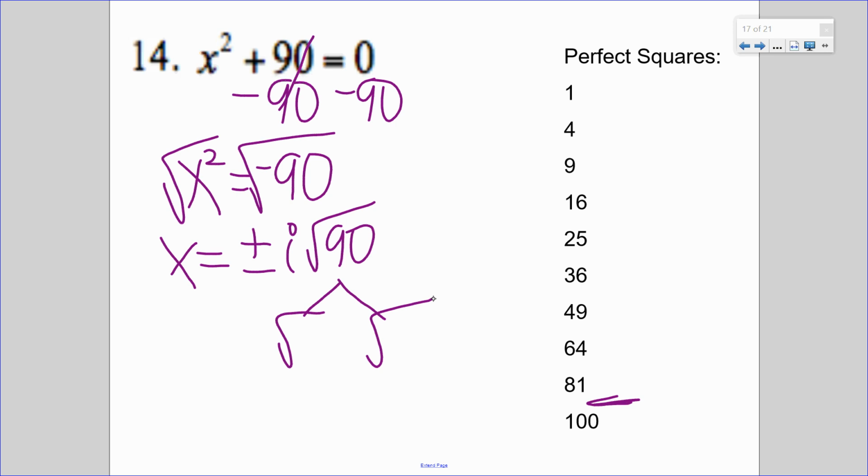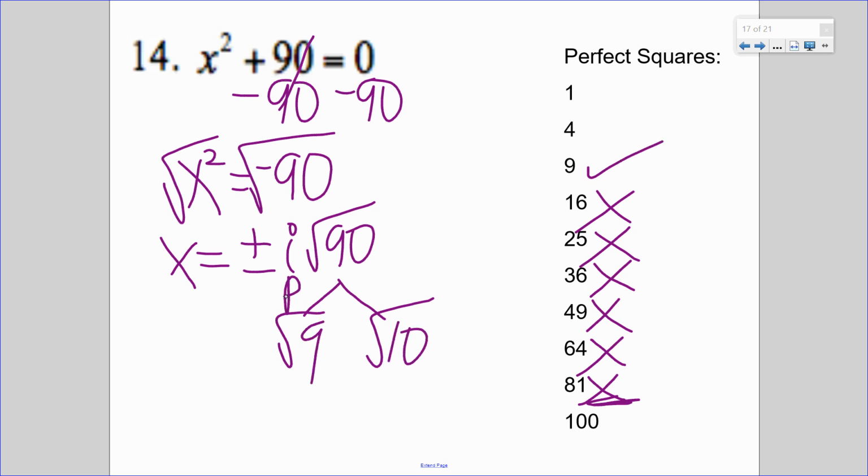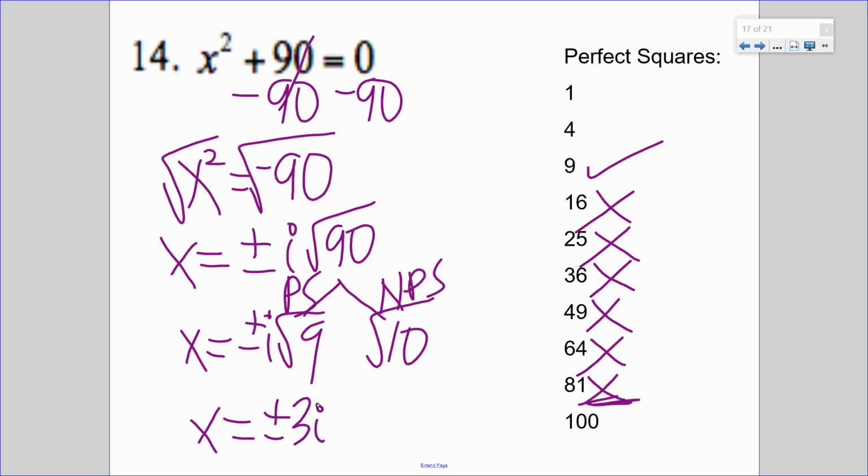So I need to find the largest perfect square that goes into it. Can I divide 90 by 81? No. 90 by 64? No. 90 by 49? No. 90 by 36? No. 90 by 25? No. 90 by 16? No. 90 by 9? Yes. 9 and 10. The perfect square always needs to go first when you're reducing a radical. Now we take the square root of our perfect square. The square root of 9 is 3. So it becomes plus or minus 3i rad 10.